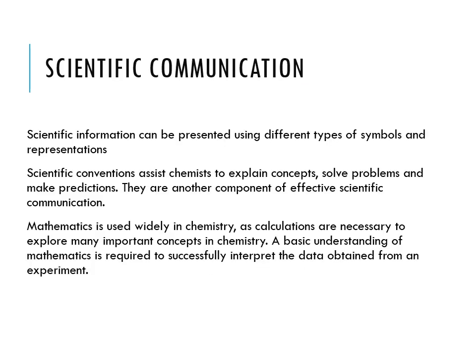Scientific information can be presented using different types of symbols and representations, and scientific conventions assist chemists in explaining concepts, solving problems and making predictions. There are components of effective scientific communication, and mathematics is used widely in chemistry as calculations are necessary to explore many important concepts within the chemistry units. A basic understanding of mathematics is required to successfully interpret data obtained from an experiment and within this Stage 2 course.